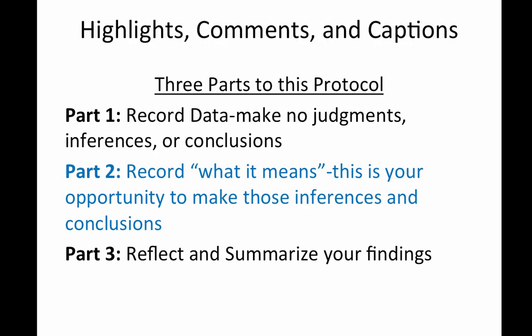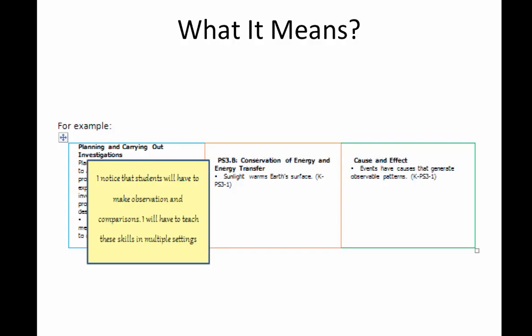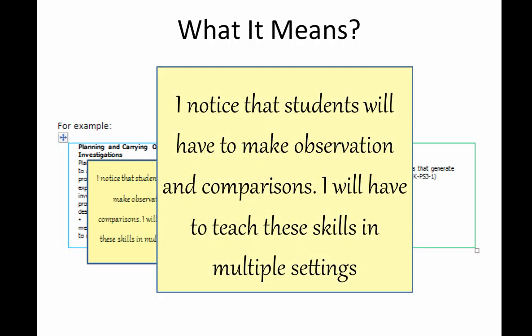In part two, you're going to record what it means. This is your opportunity to make inferences. This is where the post-its come in. You use a post-it note here, and you read the information that you've just written down in the different foundation boxes, and maybe in general around the PE. Here's an example of an inference: I noticed that the students will have to make observations and comparisons. I will have to teach these skills in multiple settings. So this is your opportunity to think about the implications for your practice going forward.